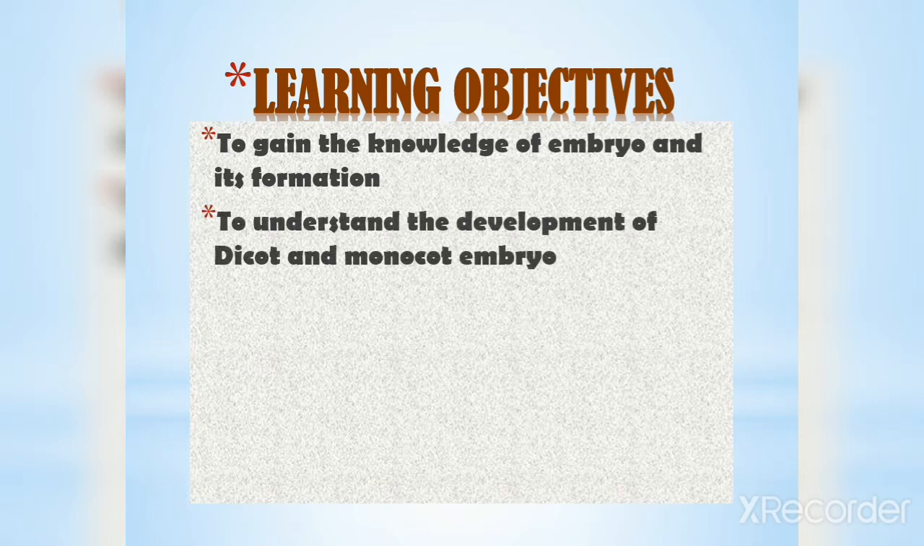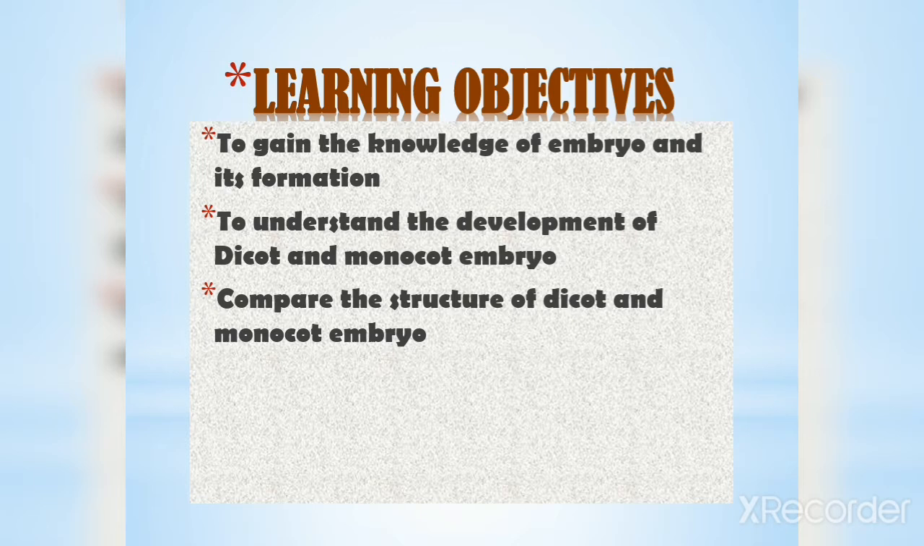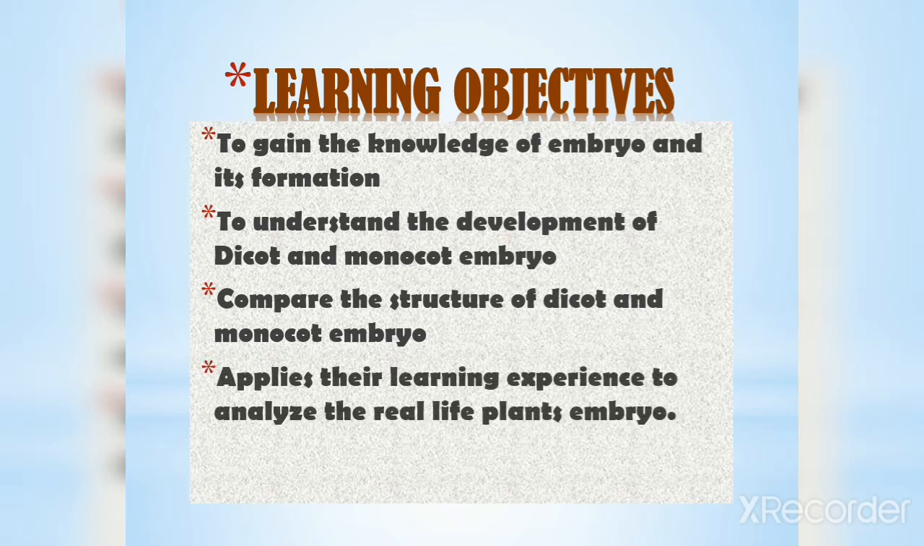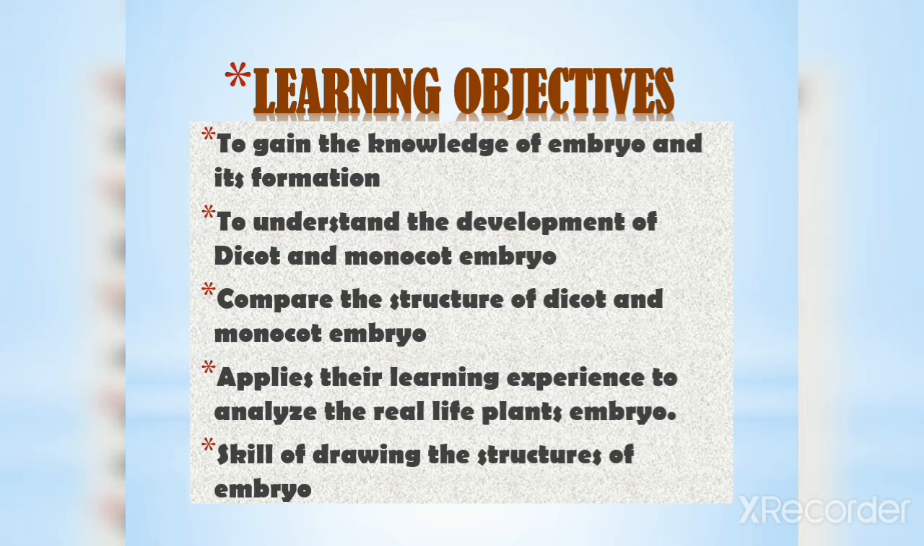Well, children, let us see the learning objectives. First is to gain the knowledge of embryo and its formation. Second is to understand the development of dicot and monocot embryo. Third, compare the structure of dicot and monocot embryo, and then apply the learning experience to analyze the real life plant's embryo. A skill of drawing the structures of embryo. After learning all these things, you will also try to have a kind of practical experience, where you would like to look into the embryo by dissecting it. Okay, children, that you can do when our offline sessions start, right?